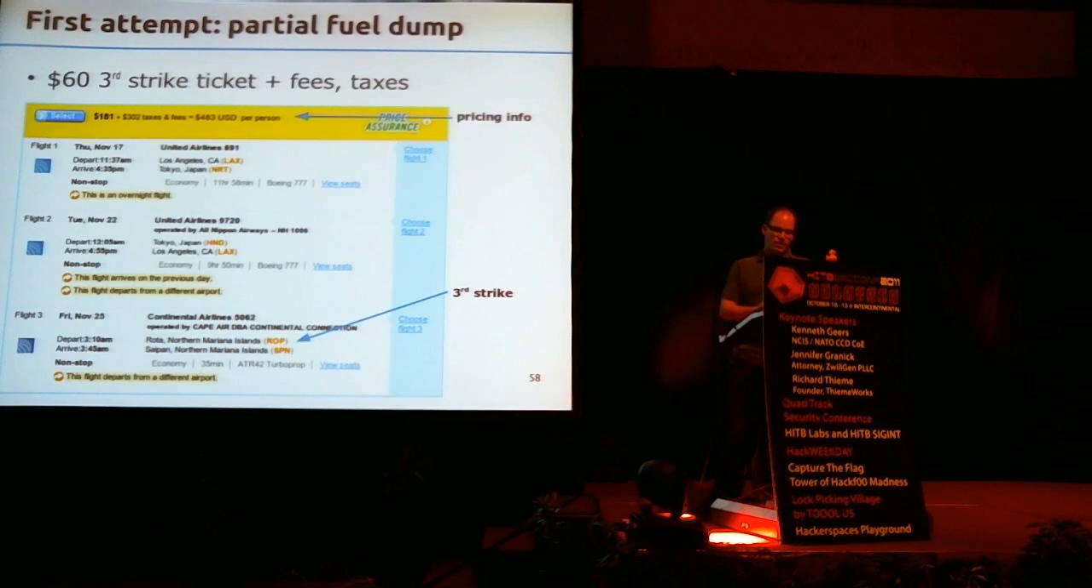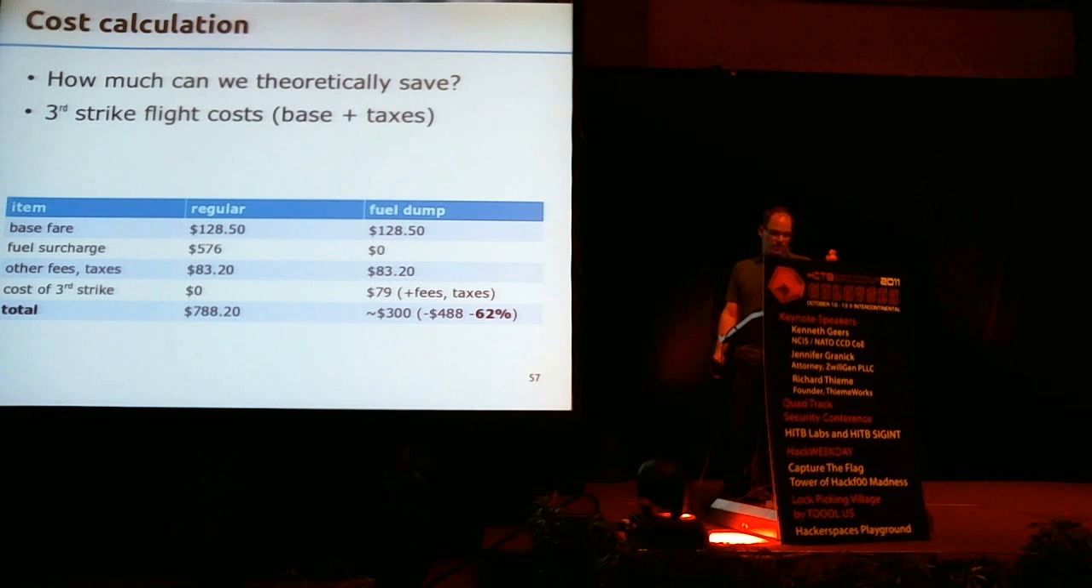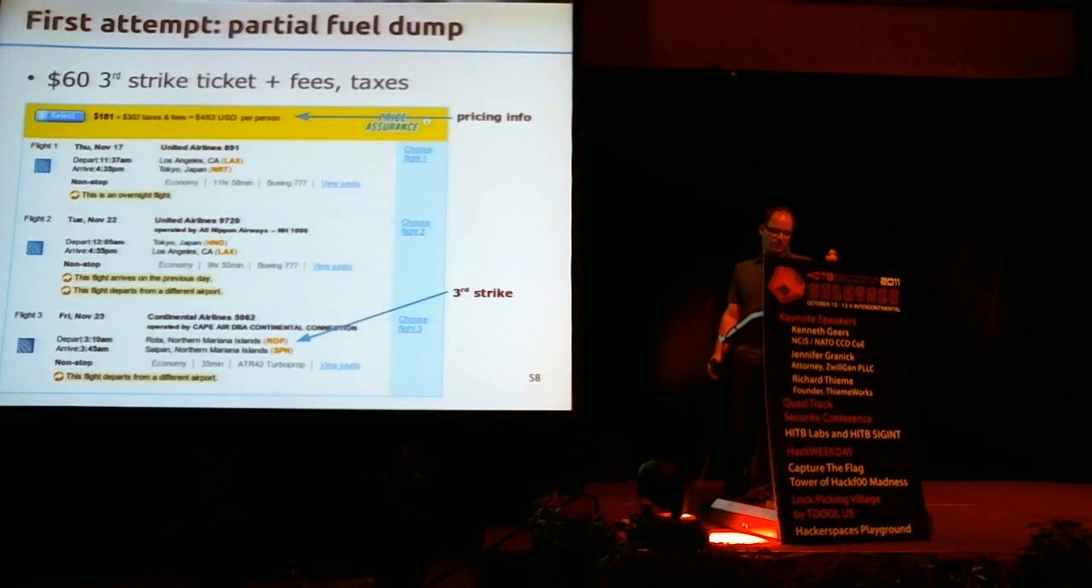So what do you do? On the bottom one, I have the same flights I wanted to get on Orbitz, and I just added another flight. Northern Mariana Islands, it's close to Guam in the Western Pacific. You just add a flight that's like $60 plus some taxes, and the total flight cost is now the taxes, which previously were fuel surcharges alone, which counts as tax, $576 plus $80 for other stuff, goes down to $300 total. Total ticket price, $483 instead of $788 before.